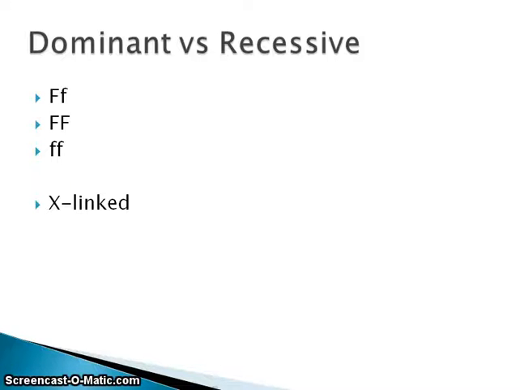But in the rare cases that you have what looks like two lowercases, and the example here is two lowercase f's, if there's no dominant present, then the recessive will be expressed. So make sure you review that if you're unsure.